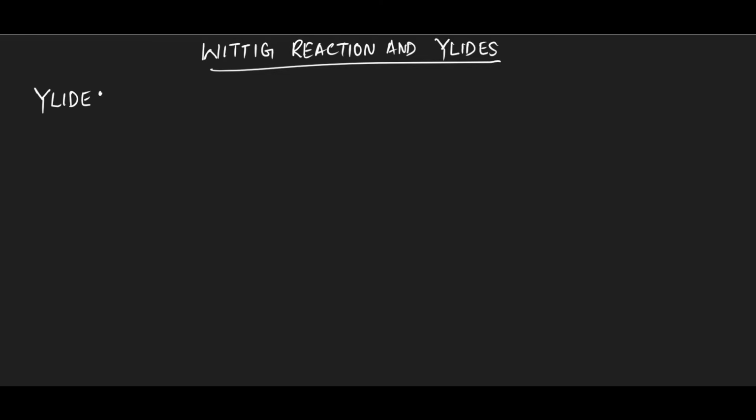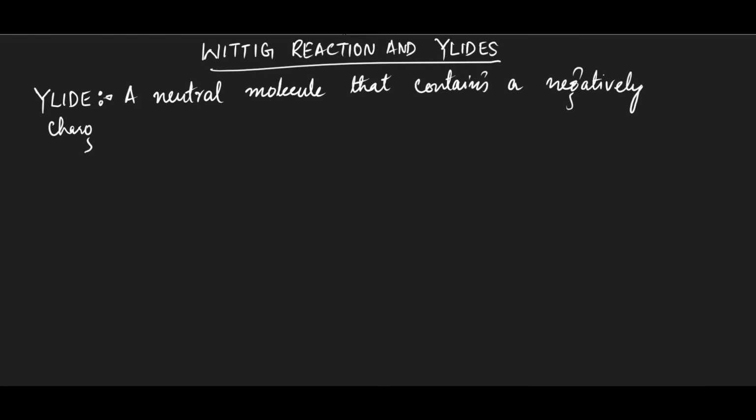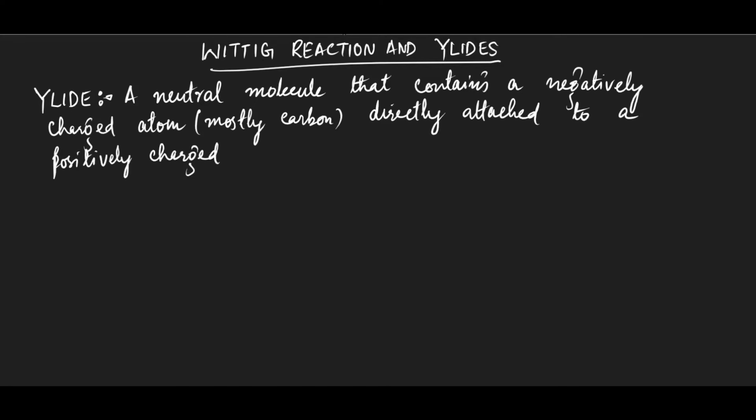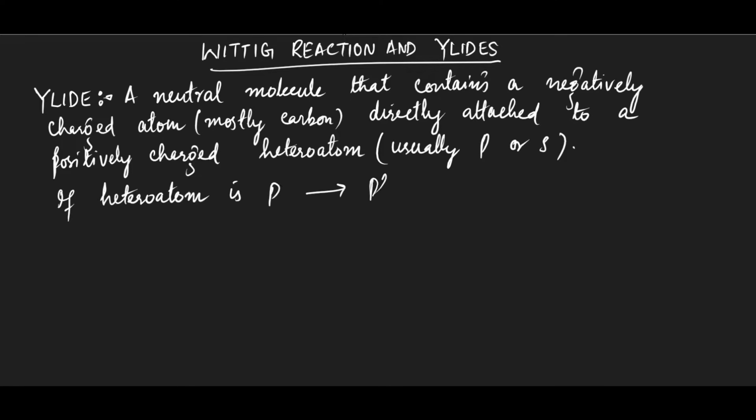In this lecture we will discuss the Wittig reaction and ylides. Ylide is a neutral molecule that contains a negatively charged atom, mostly carbon, directly attached to a positively charged heteroatom, usually phosphorus or sulfur. If the heteroatom is phosphorus, it is called phosphorus ylide or Wittig reagent.